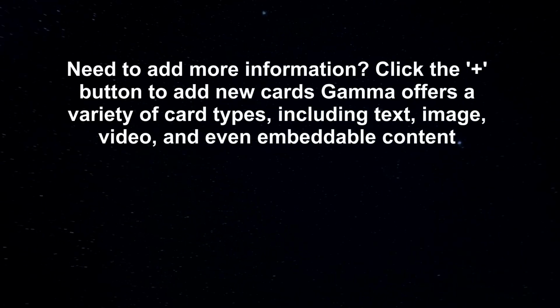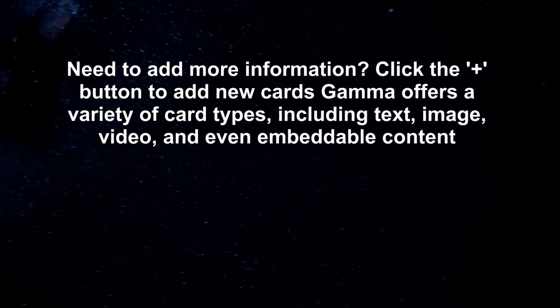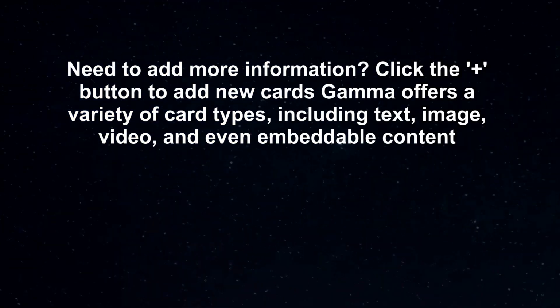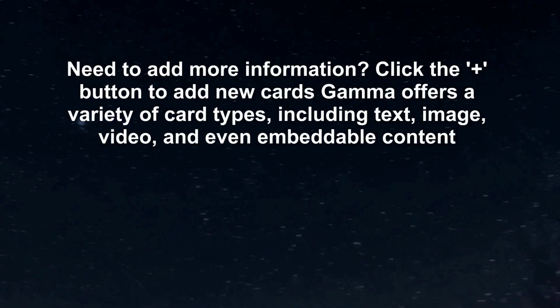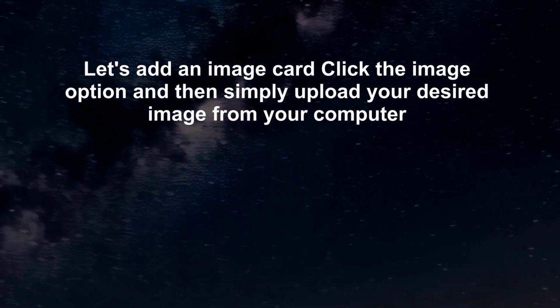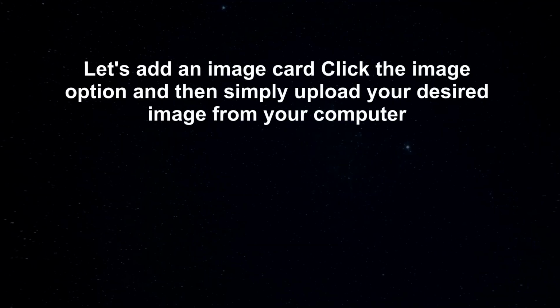Need to add more information? Click the plus button to add new cards. Gamma offers a variety of card types, including text, image, video, and even embeddable content. Let's add an image card. Click the image option and then simply upload your desired image from your computer.